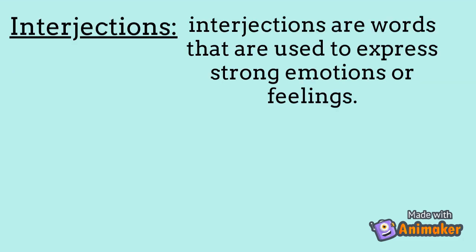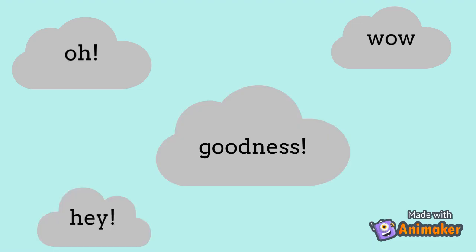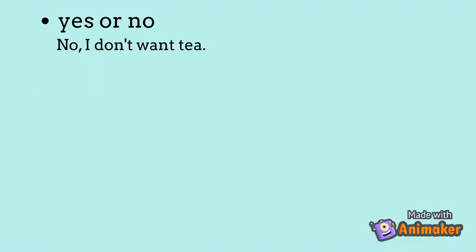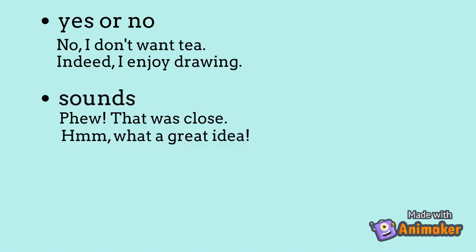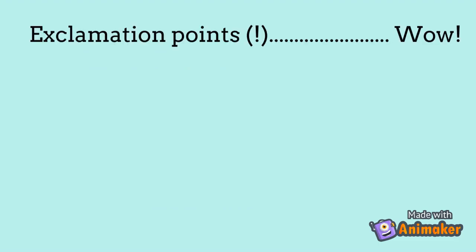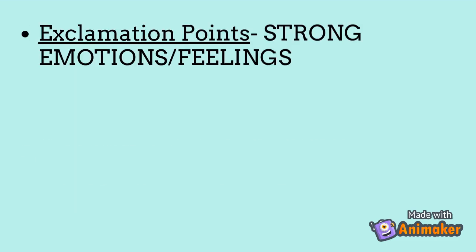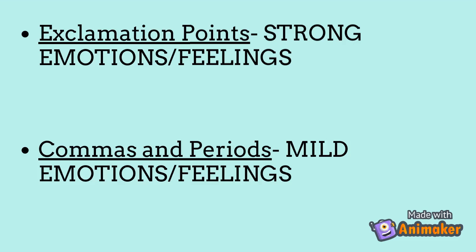Finally, we have interjections. They are words used to express strong emotions or feelings. Words like oh, wow, goodness, hey, and great are examples of interjections. Interjections could be answers to yes or no questions like no or indeed. They can also be sounds like phew. They can also be more than one word like oh my or goodness gracious. We can use different endpoints for interjections, such as exclamation points, commas, or periods. We usually use exclamation points for strong interjections and commas and periods for mild interjections.